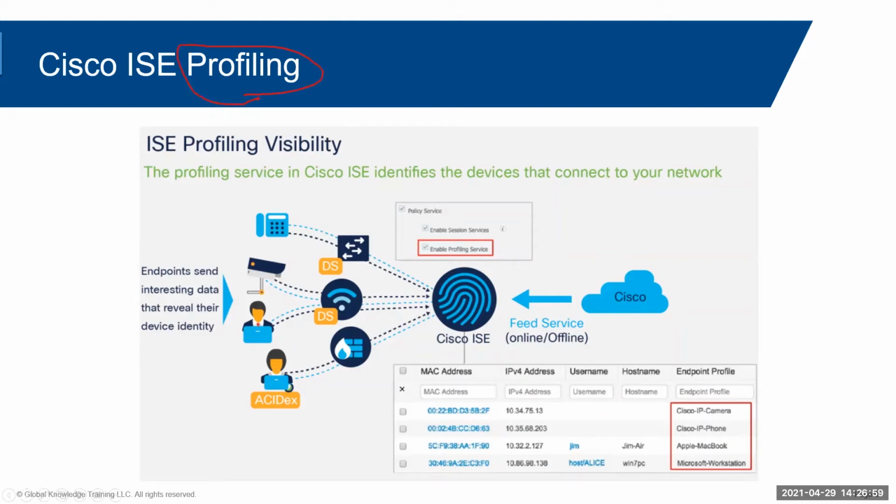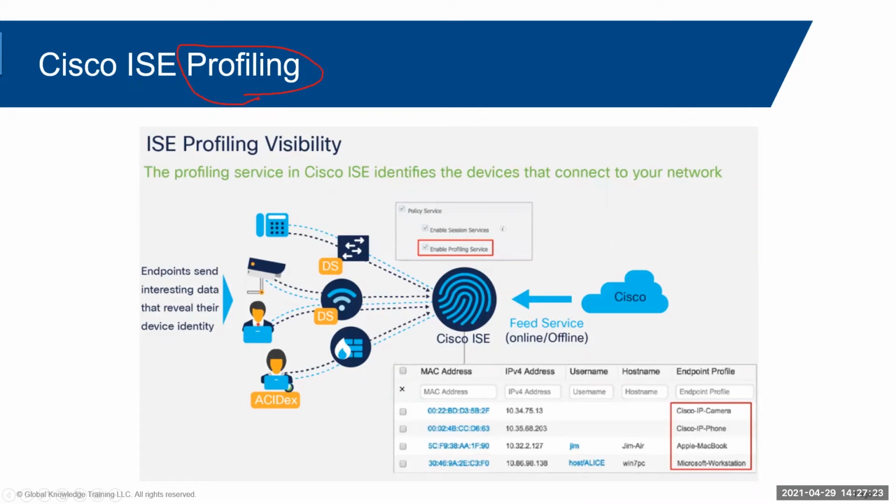You check a few boxes to turn it on. Profiling means identify exactly what that device is. Again, how do you add security to a device you have no clue what it is? I have no clue about that thing, and I want to make it secure, but I don't know what it is. How do you do that?